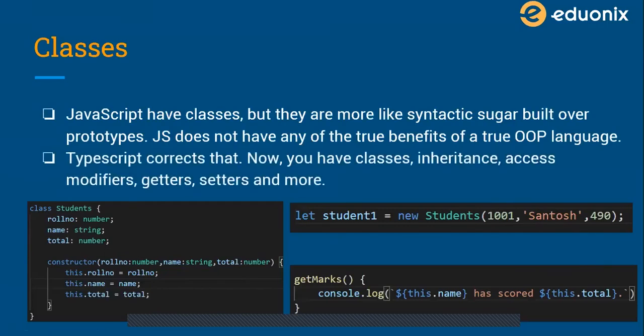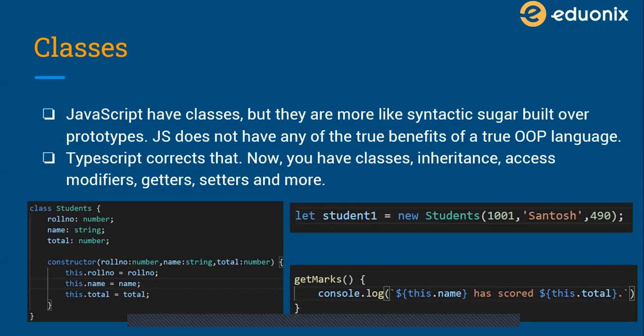Okay, so if you have any programming background at all, you must know classes. And in JavaScript, if you've come across ES6, then you must have come across classes as well. But JavaScript classes are not comparable to TypeScript classes at all, because frankly speaking, JavaScript classes are more like syntactic sugar built over prototypes. They do certain things. Yes, they can be used to create multiple objects and a couple of things like that, but they don't really do much that a true OOP language does. So you don't really have any of those true benefits.